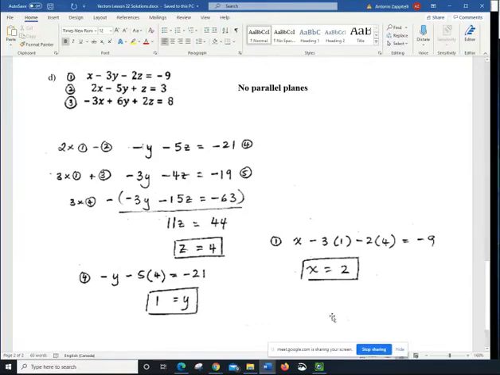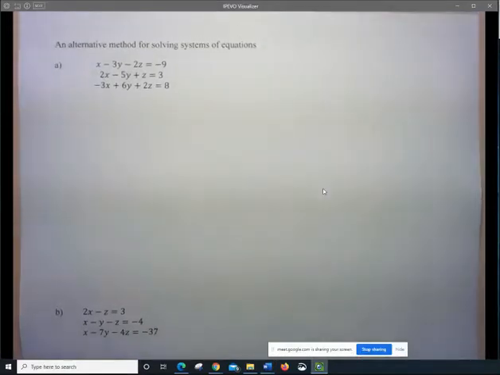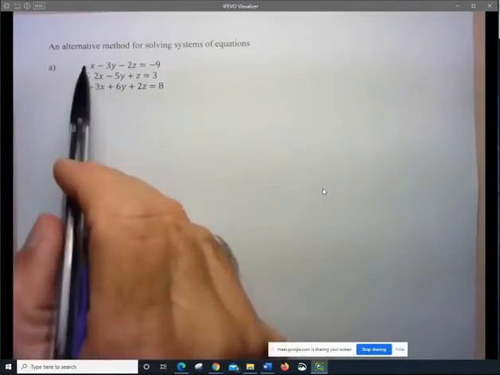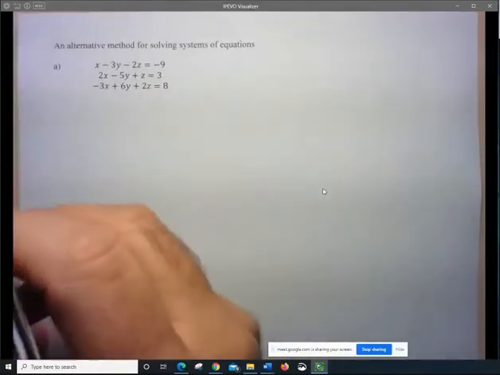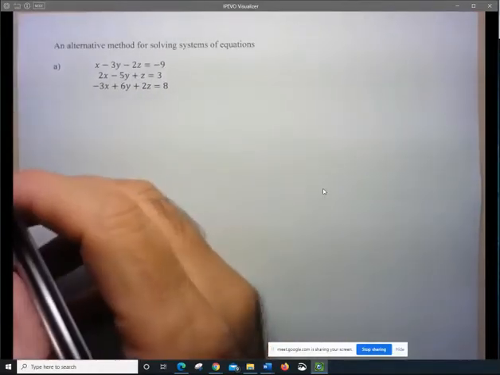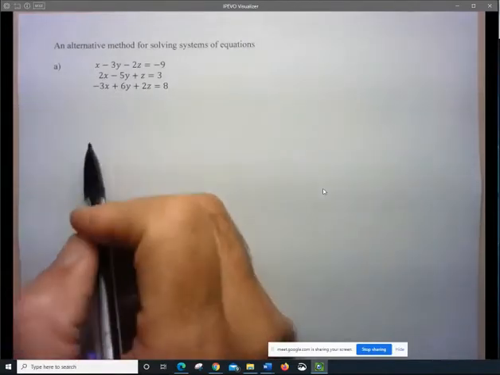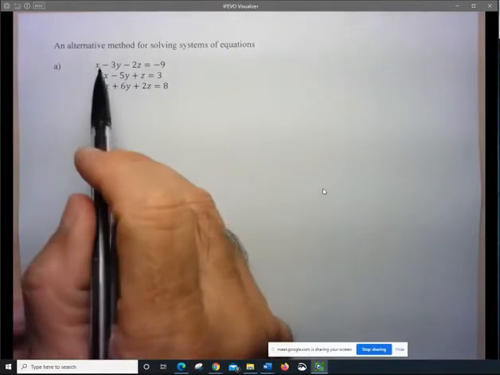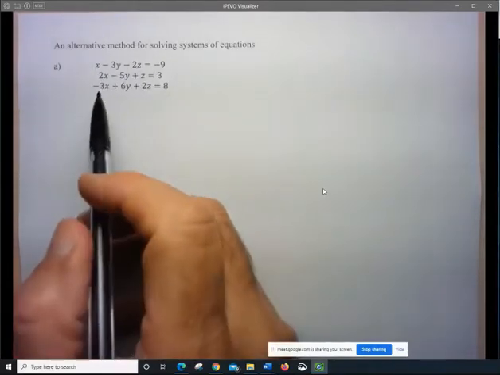So let's take a look at what we're going to do. The idea here is, if I'm just going to work with the coefficients, I set up what's called a matrix. A matrix is just an array that contains rows and columns. And in this case, it's going to have 3 rows, 1 for each of the equations, and it's going to have 4 columns.